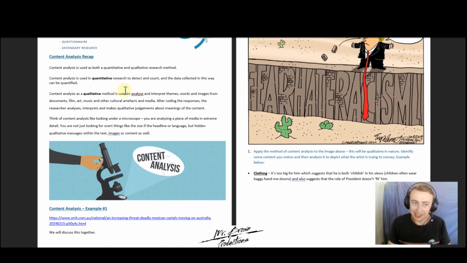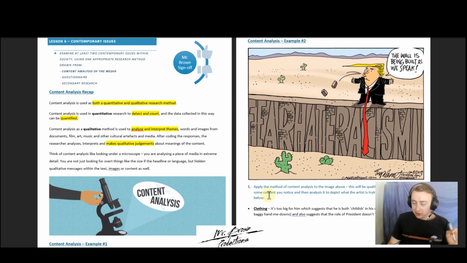So quick recap on content analysis. We know it's both a qualitative and quantitative research method, remembering that you're highlighting with me and annotating as we go. Quantitative, we're detecting and counting, and that way it can be quantified. There's a few different ways we can do it. Qualitatively, we are looking at analyzing and interpreting themes, words, images from the media. So we're interpreting things. After we do that, we then make a qualitative judgment about the meaning of it. So in a nutshell, that's what we're going to be doing today.